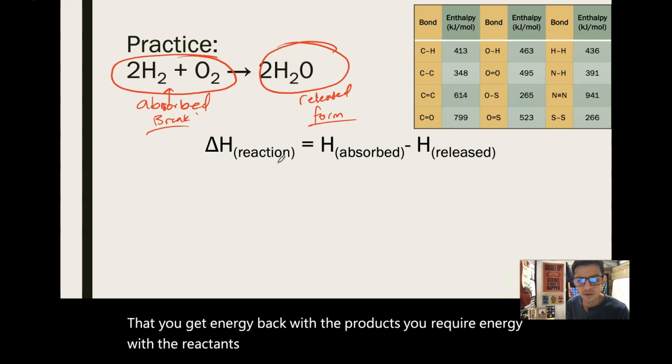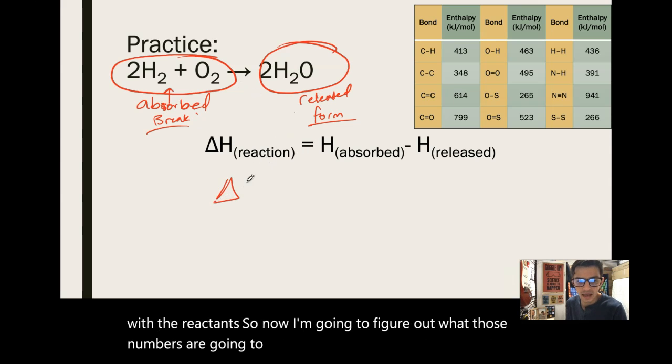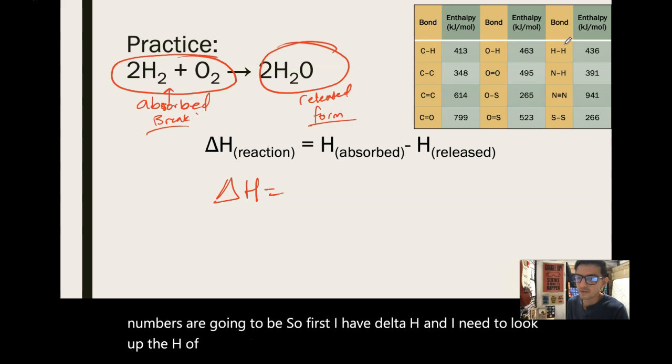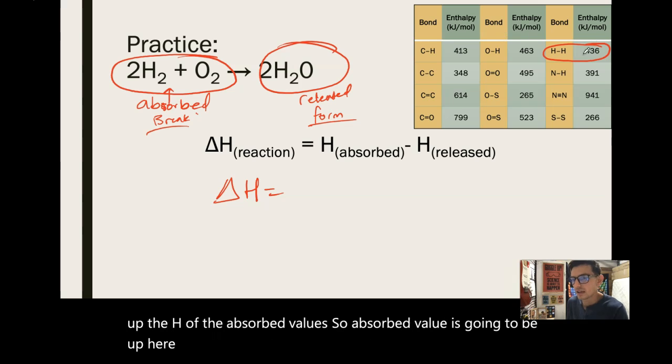So now I'm going to figure out what those numbers are going to be. First I have delta H, and I need to look up the H of the absorbed value. The absorbed value is going to be up here with HH bonds at 436 kilojoules per mole of every HH bond that I have.